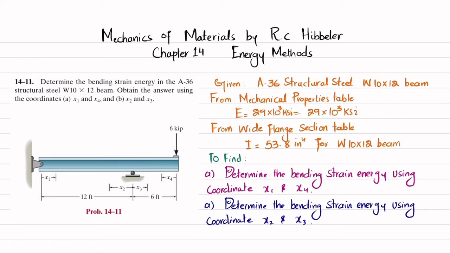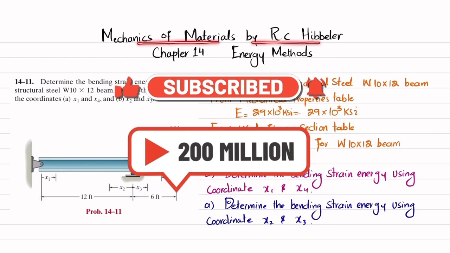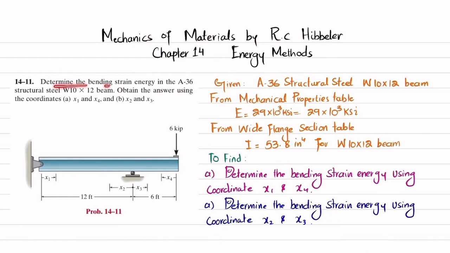Welcome back. Problem 14-11. This problem is taken from chapter number 14, Energy Methods, and the book name is Mechanics of Materials by R.C. Hibbeler. The statement is: determine the bending strain energy in the A36 structural steel W10 by 12 beam. Obtain the answer using the coordinates x1 and x4, and then x2 and x3.